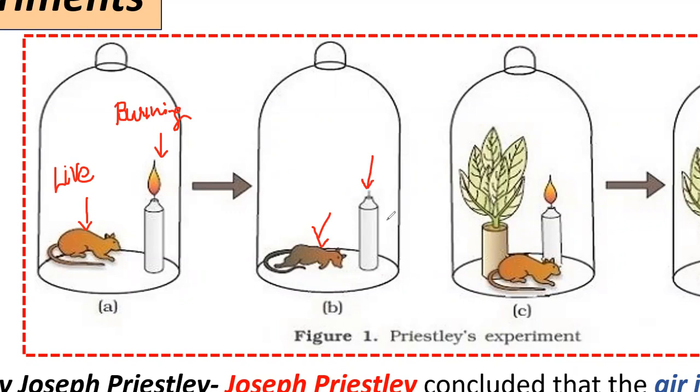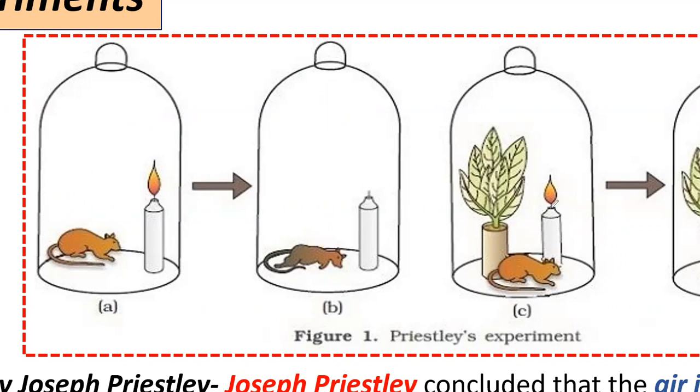Why? Because there is no oxygen inside that. The burning candle also releases carbon dioxide. The rat exhales carbon dioxide. So finally, there is no oxygen inside, and the bell jar just gets filled up. Guys, this entire bell jar is going to get filled with only a single gas, that is carbon dioxide, and finally that led to the death of the mice.